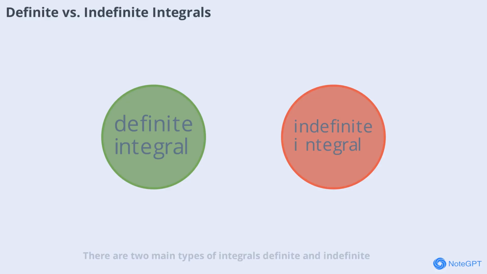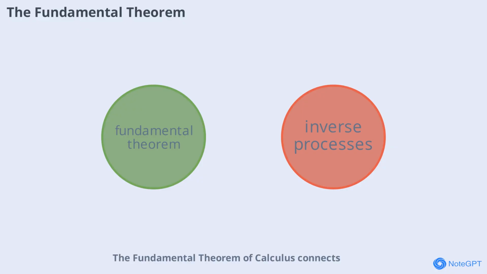There are two main types of integrals, definite and indefinite. A definite integral calculates the total accumulation between two specific points, while an indefinite integral represents a general formula for accumulation. Both types are important, and knowing when to use each is a key part of calculus. The fundamental theorem of calculus connects derivatives and integrals in a powerful way.